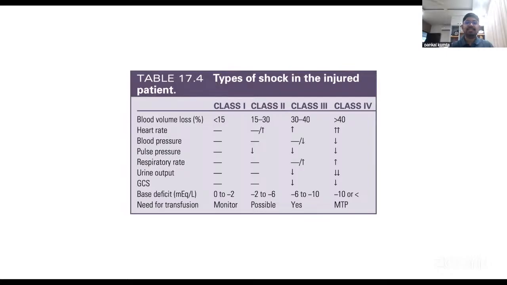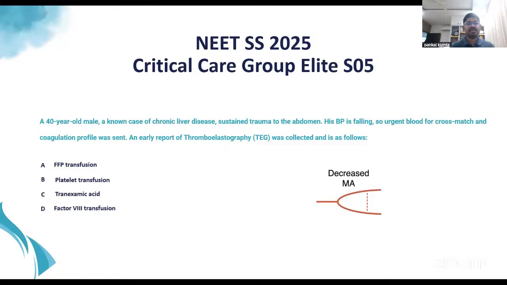The classification has multiple challenges and there have been multiple critiques on it, but it is still part of your ATLS and you need to have a reasonable idea, especially of the simplest way, at least remembering the blood volume loss: less than 15%, 15 to 30, 30 to 40, or more than 40. That would be your best way to assess how bad the patient is. Next, a 40-year-old male, known case of chronic liver disease, sustained trauma to the abdomen.